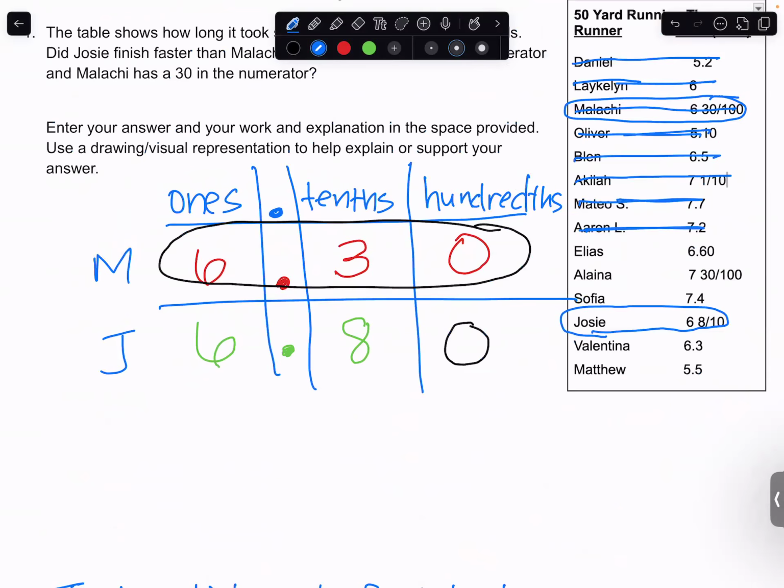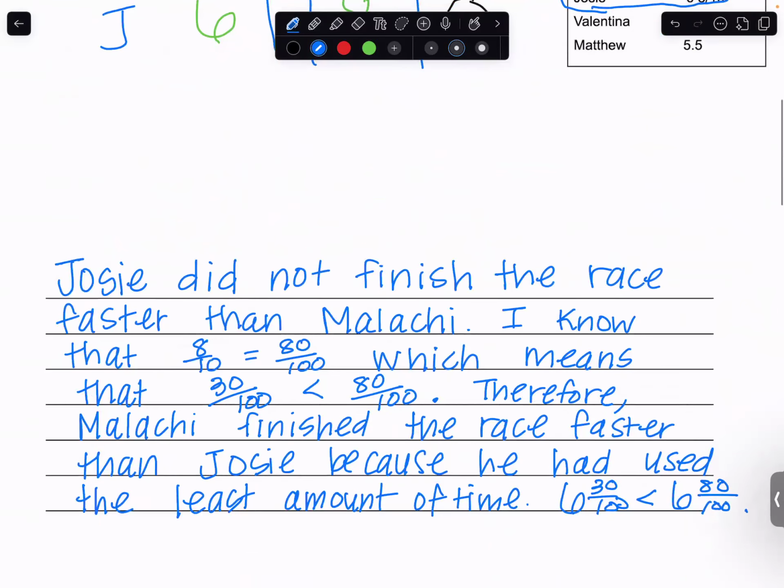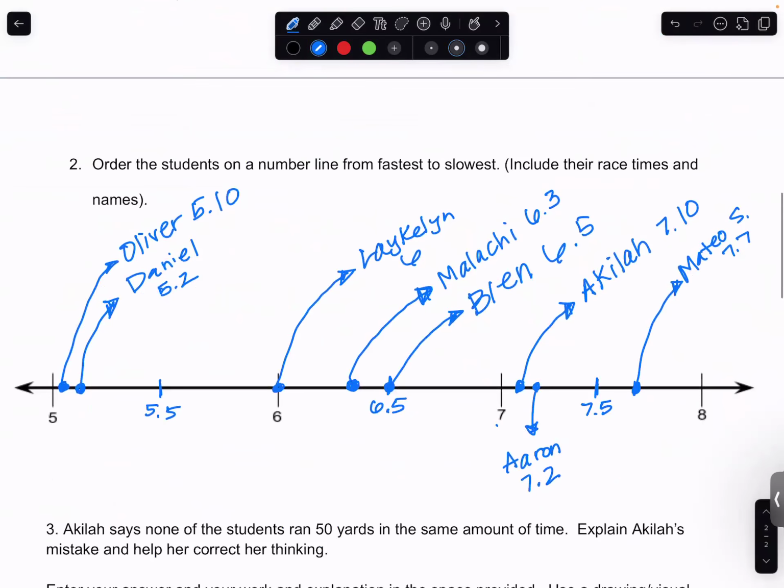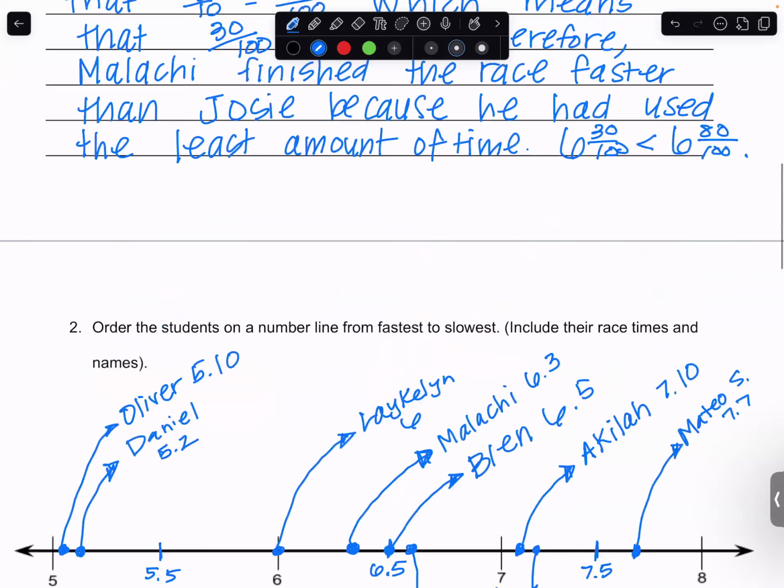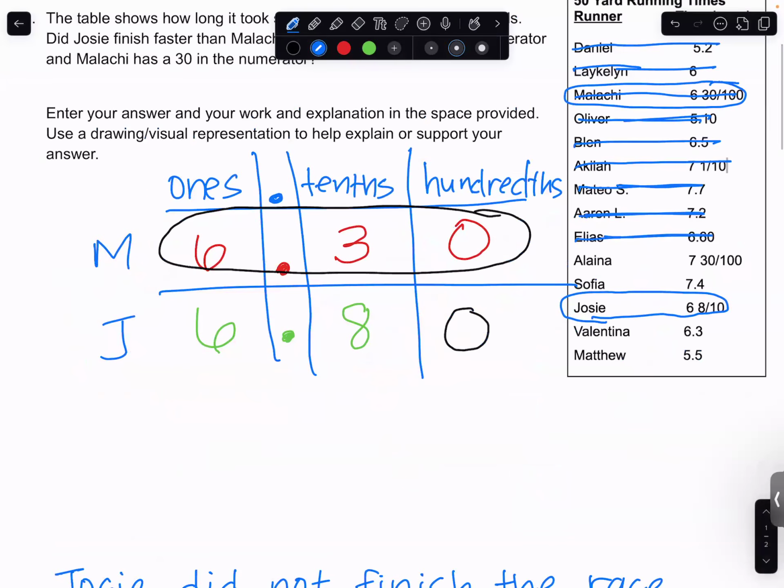All right, Elias is 6 and 60 hundredths, which is the same thing as 6 and 6/10. And we know on our number line that's right after Blen. So we'll write Elias, 6 and 60 hundredths. Beautiful.